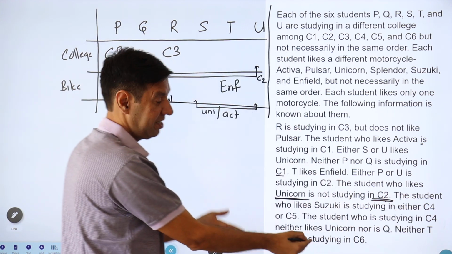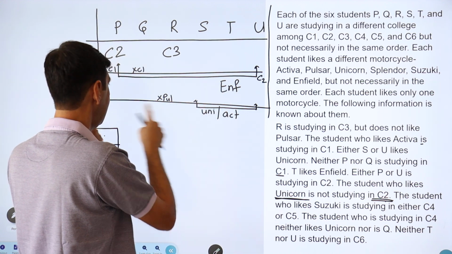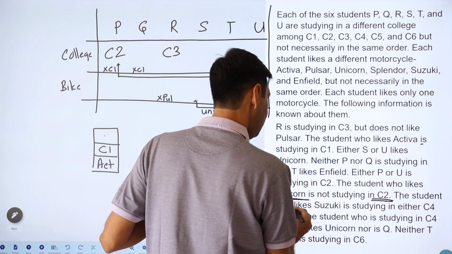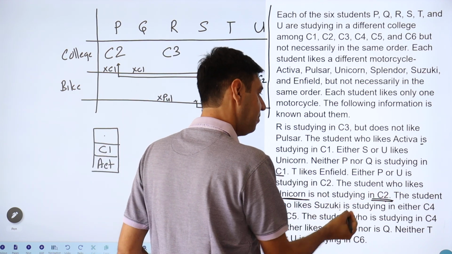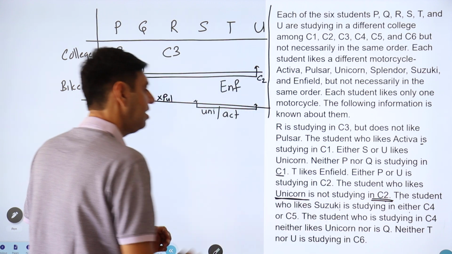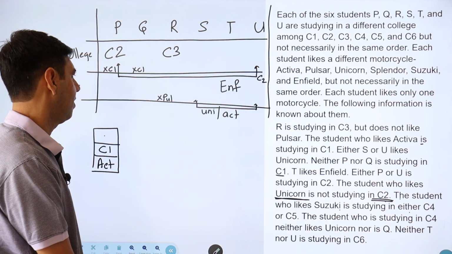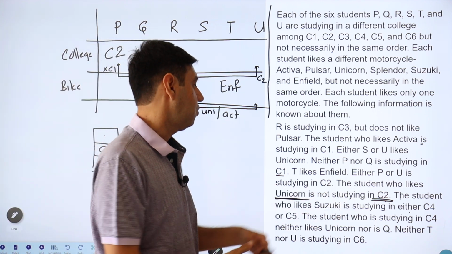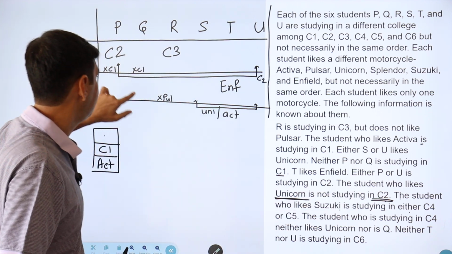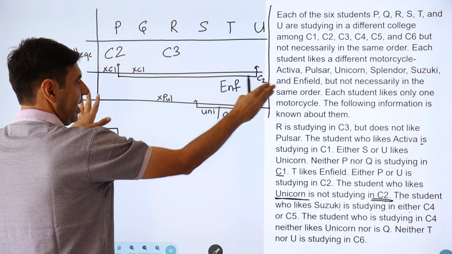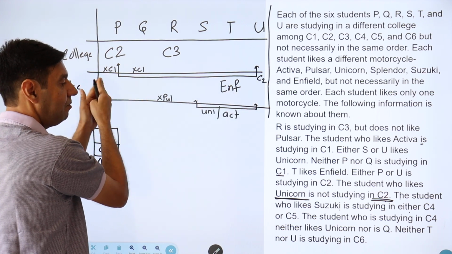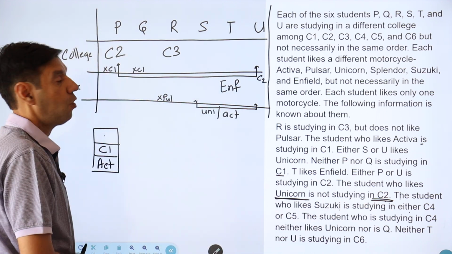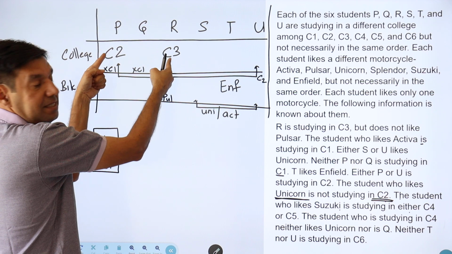We have still not finished the clues, right? I'll start thinking more only later. Anything more with C2, I don't have that. The student who likes Suzuki is studying in either C4 or C5. Now let's see where is Suzuki. So Suzuki is either C4 or C5. These three are taken up. Suzuki will be somewhere here in one of these three, and he should be C4 or C5. Now these two are occupied.